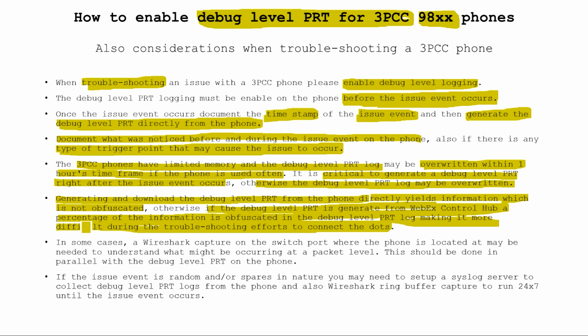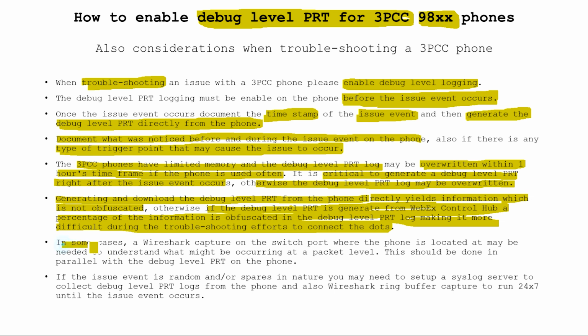Specific items that you'll notice are obfuscated: IP addresses, phone numbers, MAC addresses, domains, a lot of items you normally would want to identify to be absolutely certain that the data you're looking at correlates to other information, such as a Wireshark capture, or information from a firewall, or from a switch, etc. So again, generating and downloading the debug level PRT directly from the phone is highly desirable. Otherwise, a certain percentage of information will be obfuscated if it's downloaded via WebEx ControlUp.